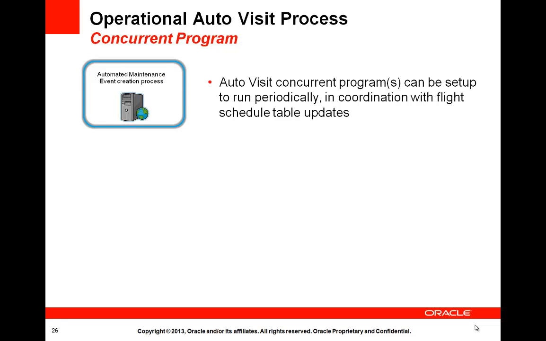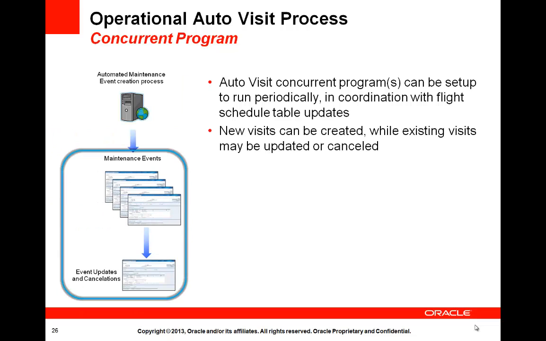Now we'll discuss in depth a little more about the concurrent program. This can be set up to run periodically in coordination with the flight schedule table updates. Ideally, a customer would run a batch of flight schedule updates and then run the Autovisit program for both the creation and the update of flight records. This will support new events being created, while existing visits could be updated or canceled, as shown in the process flows.